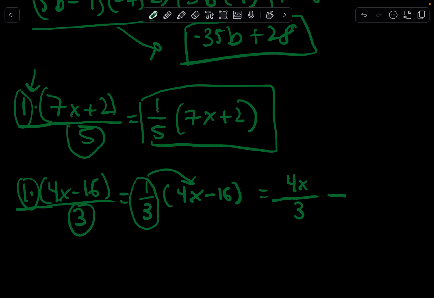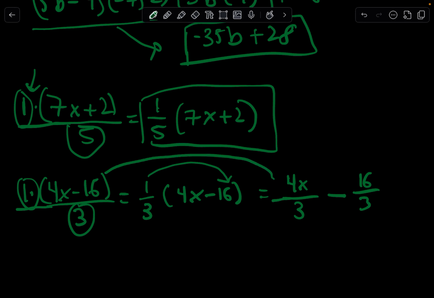And minus 16 over 3. How do we get that? It's pretty much this right here times this, 16 over 3. And that basically gives us another way of writing out this expression. All these expressions are equal to each other. It just depends on how you want to write them.